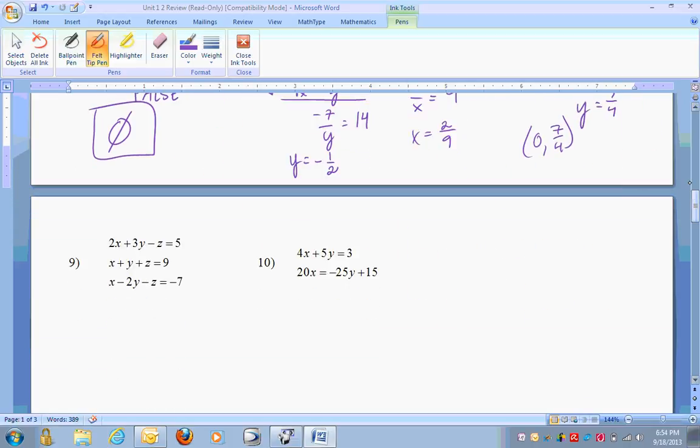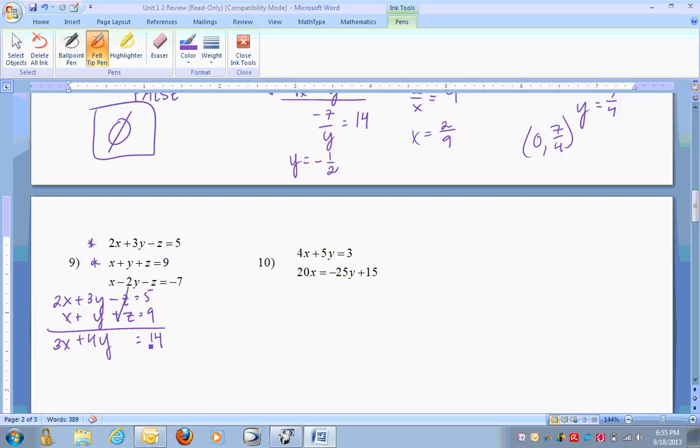Alrighty, let's move on to the last two problems, 9 and 10, where we're solving algebraically. Okay, so I'm going to take my top two equations right now, and if you notice, the z's are positive and negative, so I know that that's going to be eliminated. So I'm going to take 2x plus 3y minus z equals 5, and then x plus y plus z equals 9, and the z's cancel, and that ends up giving me 3x plus 4y equals 14. Okay, so that's the first equation that I can use to go ahead and have eliminated a variable of z.